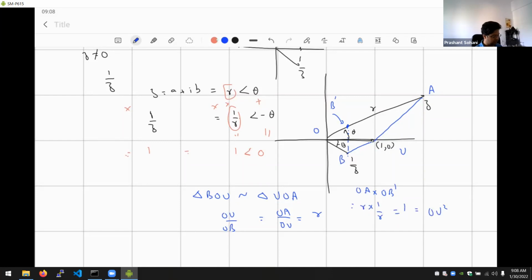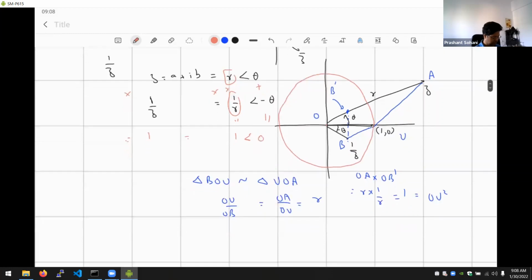So in other words, if I consider the circle with center O and radius OU, okay, this circle omega, under this circle, A and B dash are inverses. So B dash is the inverse of A with respect to omega. Okay, and this omega is called a standard unit circle because it is like the unit circle because the radius is 1, and standard because the center is at the origin.